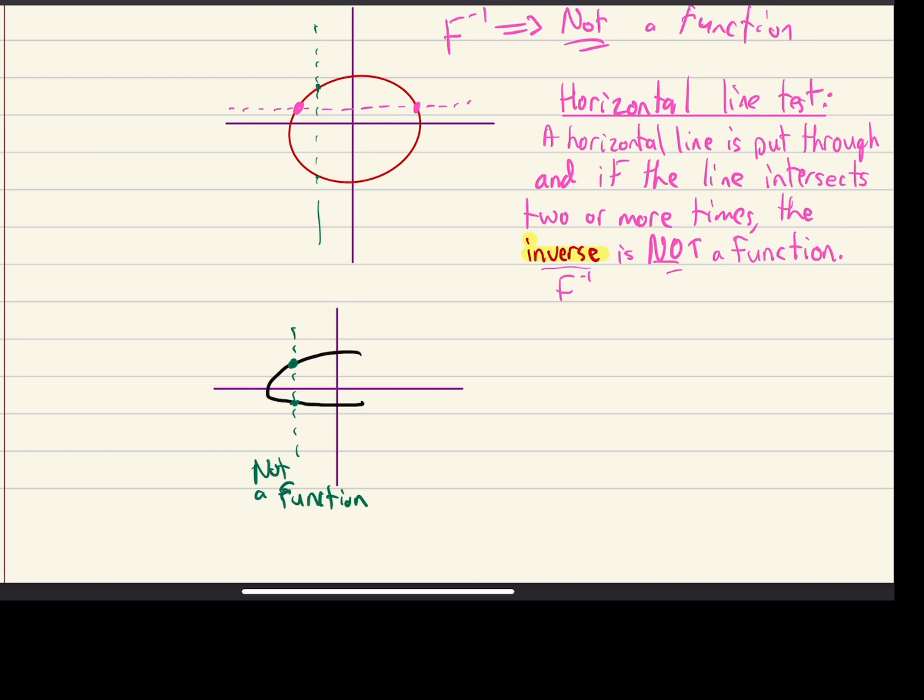But if I do the horizontal line test, so let's say I take a horizontal line and I put it through and it only goes through once, this means that the f to the negative 1 of the relation, the inverse of the relation, is a function. So horizontal lines are done for the inverse functions and vertical lines are done for the parent functions.